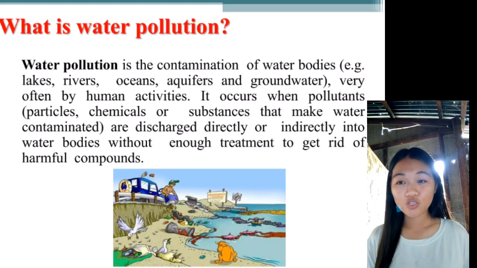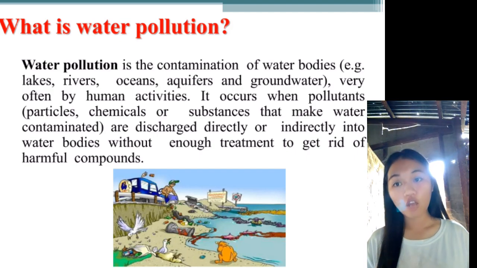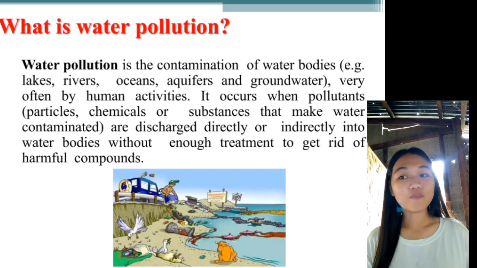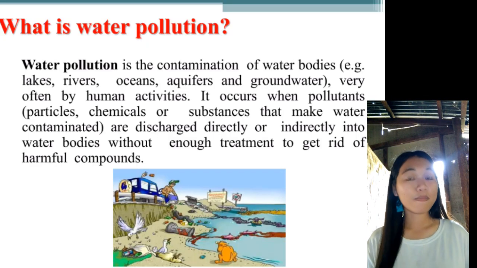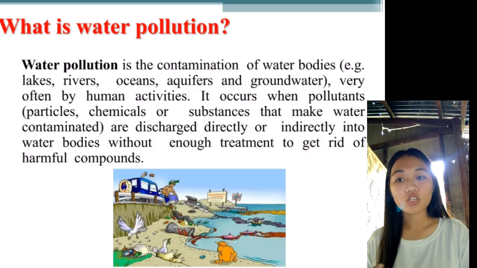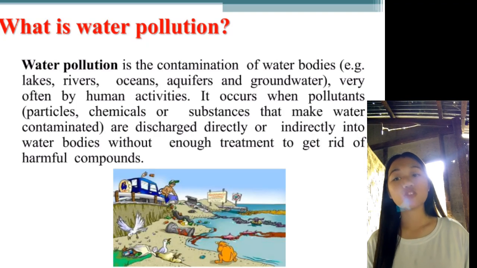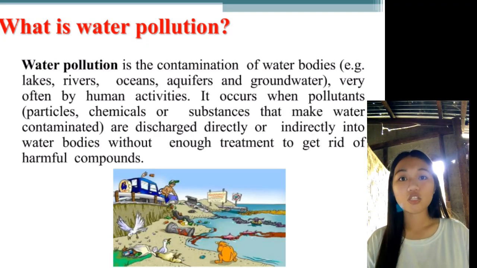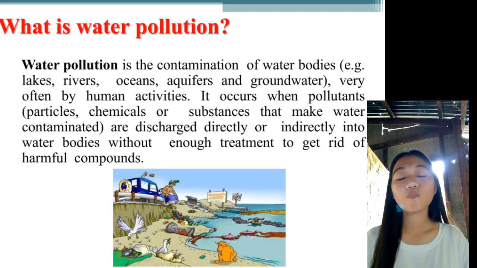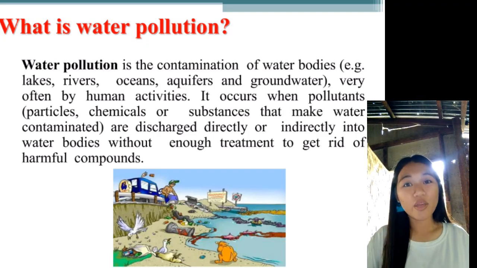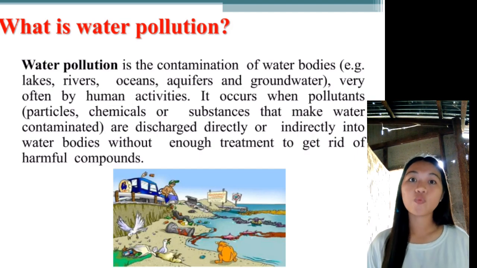So, water pollution is the contamination of water bodies such as lakes, rivers, oceans, aquifers, and groundwater, very often by human activities. It occurs when pollutants such as particles, chemicals, or substances that make water contaminated are discharged directly or indirectly into water bodies without enough treatment to get rid of harmful compounds. So now we know what water pollution is. So water pollution is when the bodies of water are contaminated with pollutants.